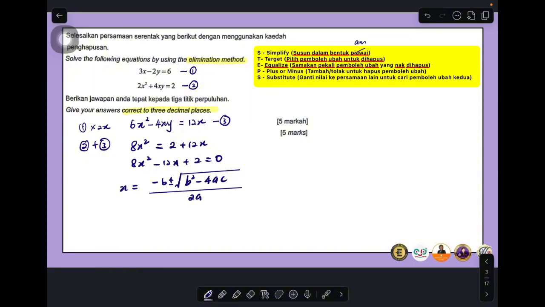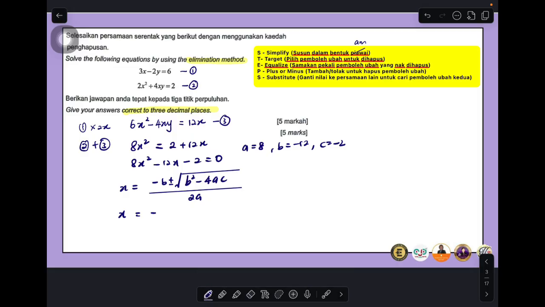Over 2a. Okay, make sure you substitute all the values into the equation. I know that you can use calculator to get the answers, but make sure you follow the steps, show working, as you need to substitute the values of a, b, c. A is 8, b is negative 12, and c is 2. Sorry, c is not 2, but it's a negative 2, right? Okay, there's a mistake here. So c is a negative 2, so I change a bit. Make sure you substitute the values in correctly.